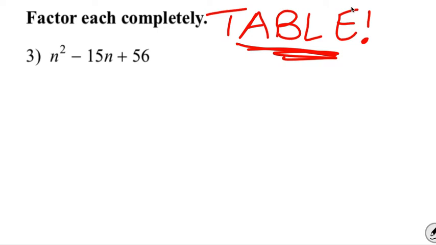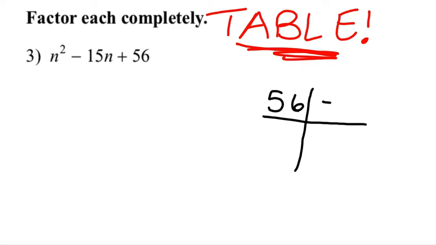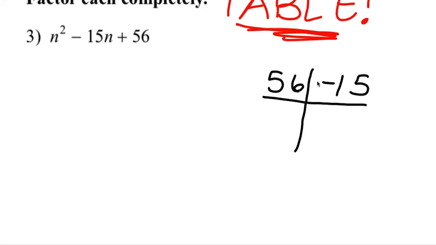Okay, so what we're looking for is, first of all, a GCF. There is no GCF here. We have the number out front as a 1, and there's no n's, so no GCF. So now we go to our table. I need 2 numbers that will multiply to give me 56 and add to give me negative 15. We think about this, and you can run through some factors of 56.